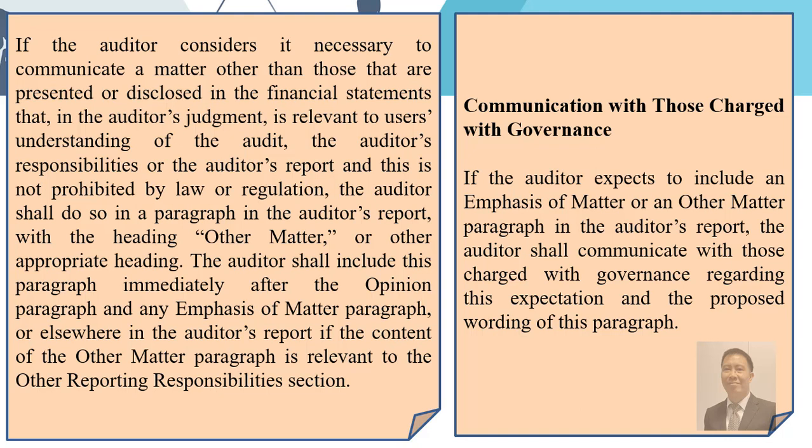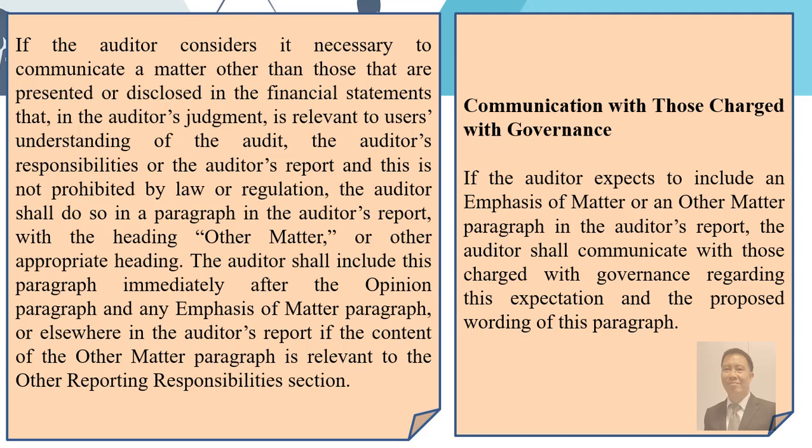If the auditor considers it necessary to communicate a matter other than those presented or disclosed in the financial statements that, in the auditor's judgment, is relevant to users' understanding of the audit, the auditor's responsibility, or the auditor's report, and this is not prohibited by law or regulations, the auditor shall do so in a paragraph in the auditor's report with the heading Other Matter or another appropriate heading. The auditor shall include this paragraph immediately after the opinion paragraph and any emphasis of matter paragraph, or elsewhere in the auditor's report if the content of the other matter paragraph is relevant to the other reporting responsibilities section.